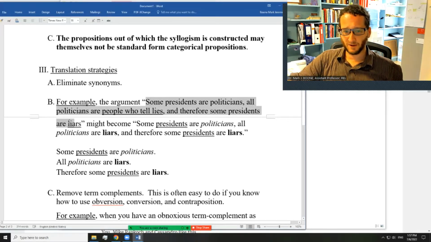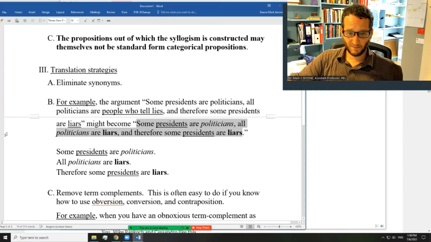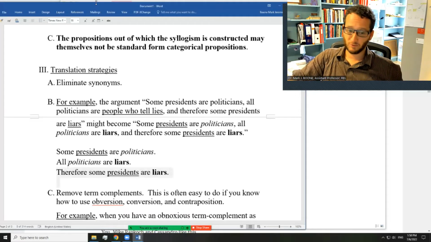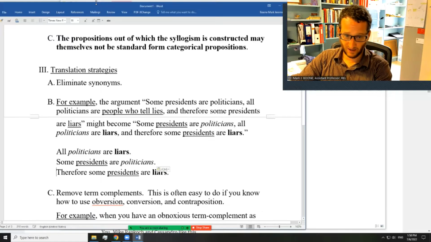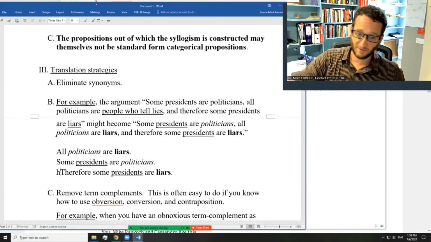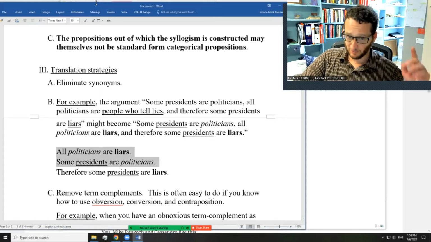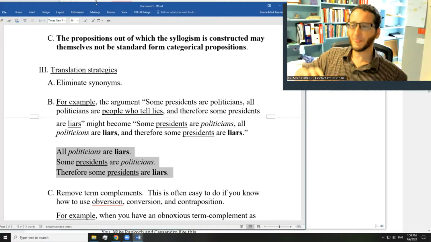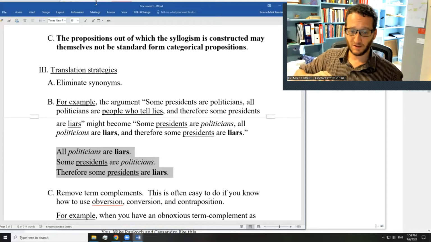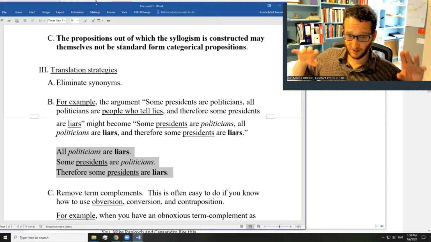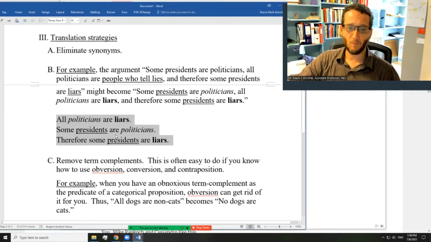Some presidents are politicians. All politicians are people who tell lies, and therefore some presidents are liars is not in standard form. A first step to getting it in standard form is to eliminate the synonyms. Some presidents are politicians. All politicians are liars, and therefore some presidents are liars. But I don't think we have it in standard form yet. The S term, the minor term, is the one that occurs first in the conclusion, and that would be presidents. So we want that in our second premise. So once I Control X and Control V this proposition, now I should have it in standard form. All politicians are liars, major premise. Some presidents are politicians, minor premise, therefore some presidents are liars. Now it's in standard form.